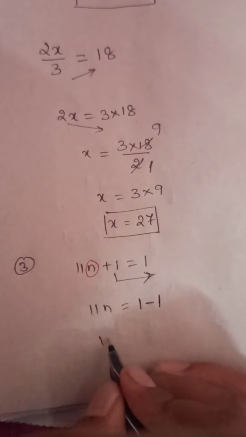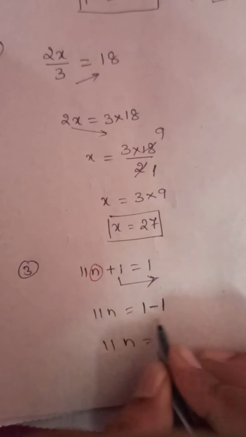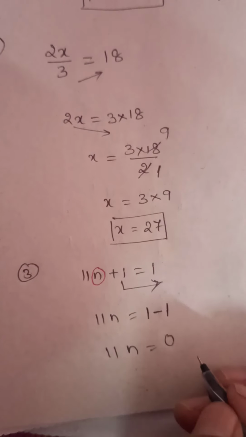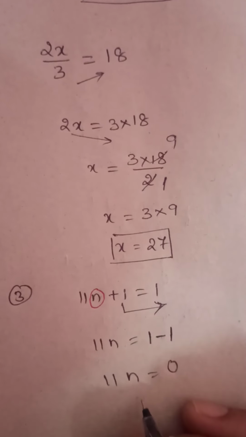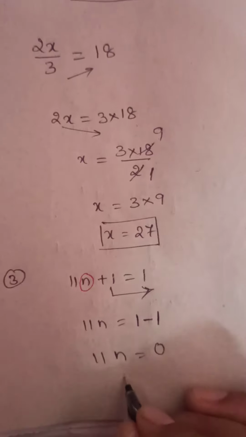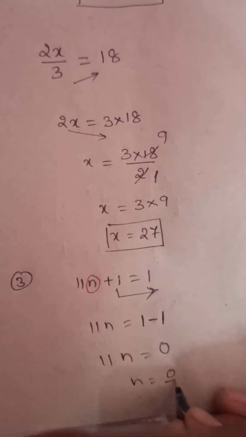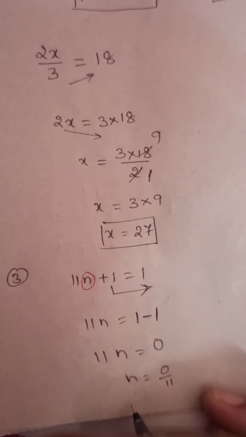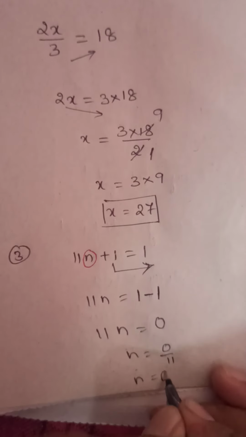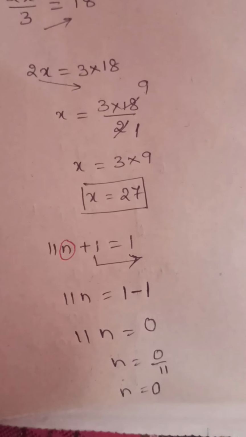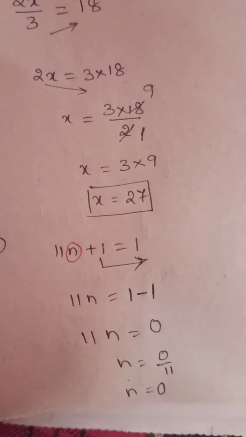Then what happens? 11n is equal to 1 minus 1. How much, children? 0. Now n is equal to 0 by 11. We know that 0 by 11, how much, children? 0. Therefore n is equal to 0. In this way we have to do. Okay, let me take one more, the fourth example.